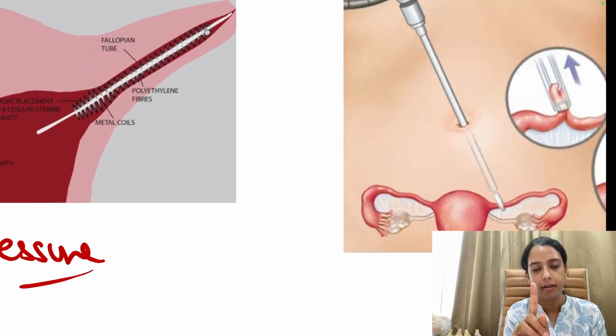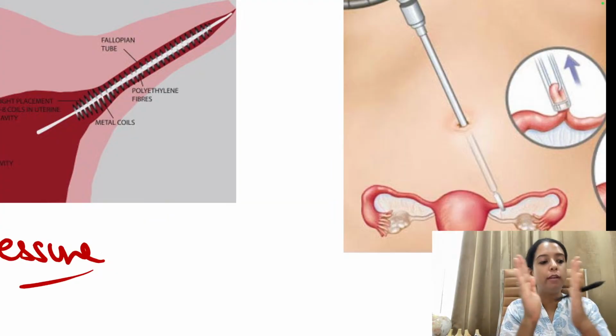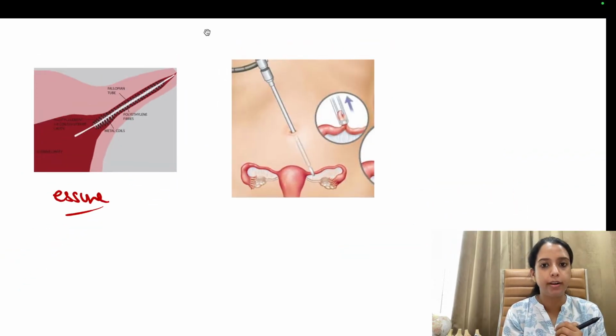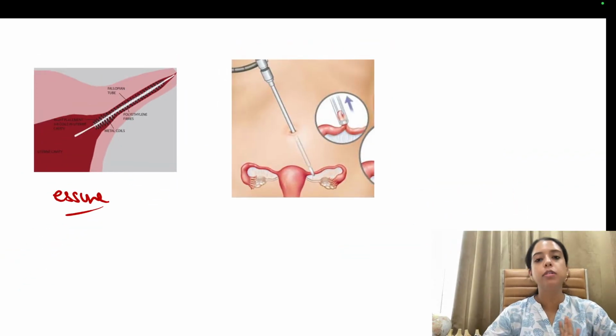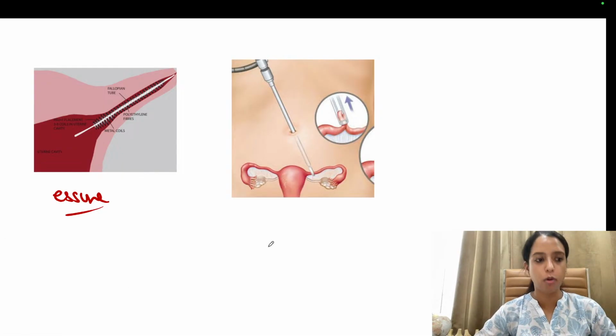This is not ligation. Ligation means बांधना, tie something. It is occlusion. You have occluded the cavity using Essure. Laparoscopically also it can be done. Now you don't need to do laparotomy. Laparoscopically it can be ligated, but laparoscopically you can't do Pomeroy's.